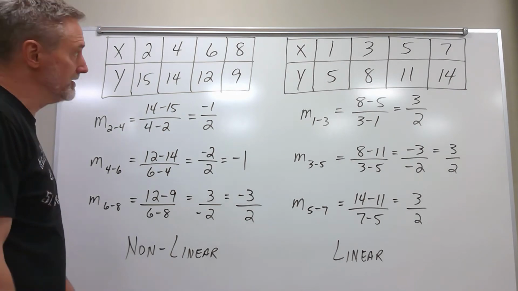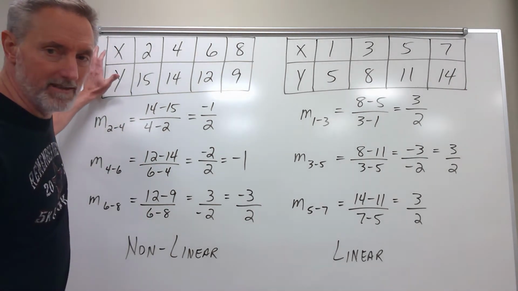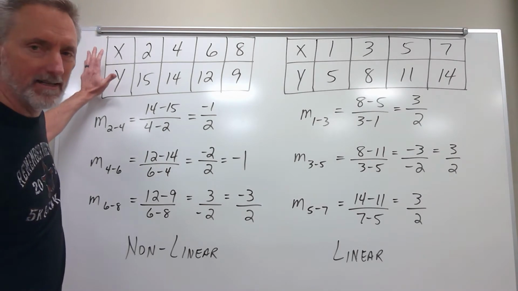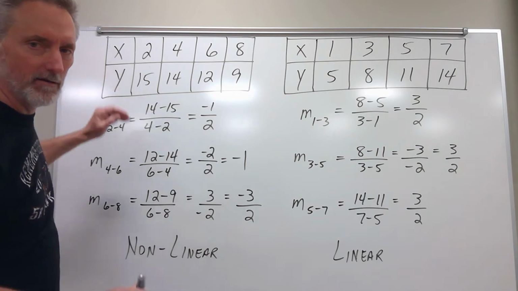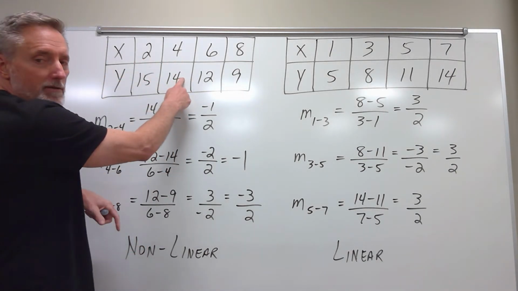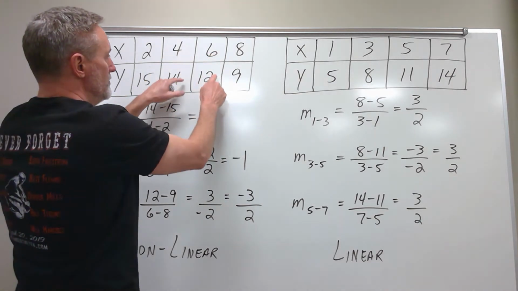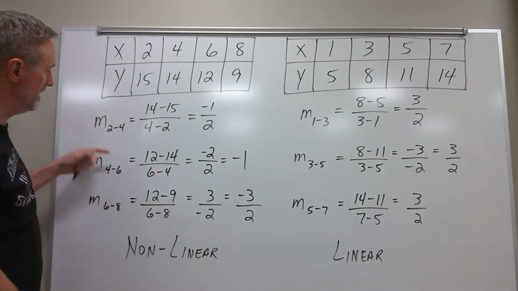All right, hopefully you paused the video and worked these out on your own. This first table of values, this is not a linear set of data values. Now, how do you figure that out? Just check the slope, check the slope, check the slope. So check the slope between 2,15 and 4,14, and then check the slope between these two pairs, and then check the slope between those two pairs. So I have it worked out here.